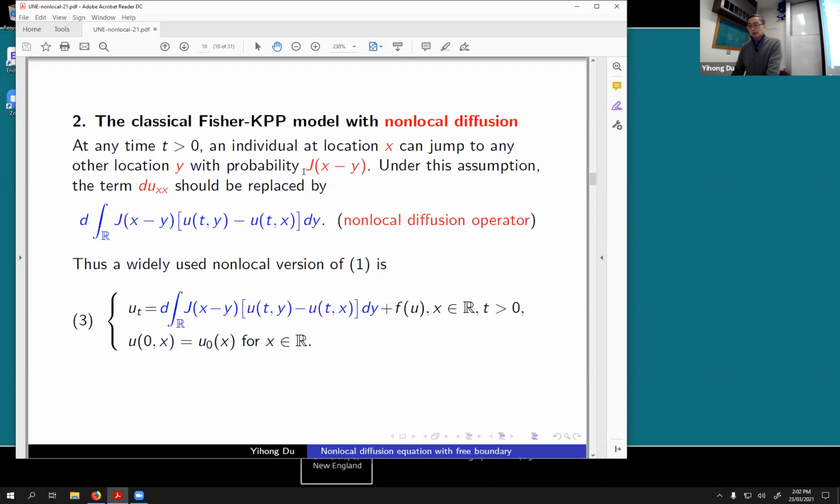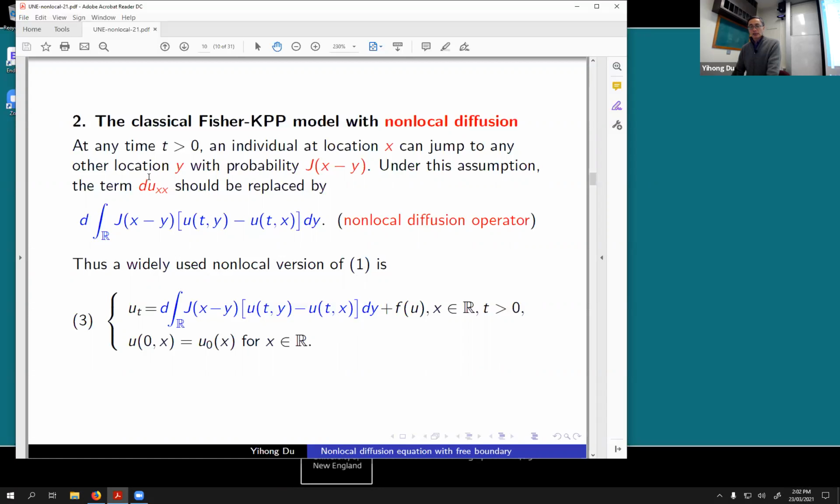And with this assumption, instead of this random diffusion operator, you should have this one. So it's a convolution: the integral of J(x minus y) times u(y), dy, with x fixed. And then the classical Fisher KPP model would be changed to this form, just replacing this term by this non-local diffusion.